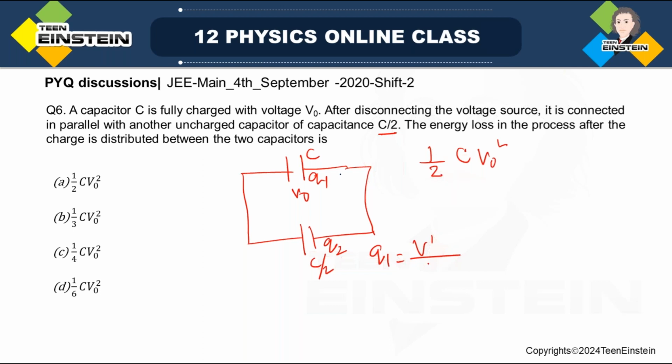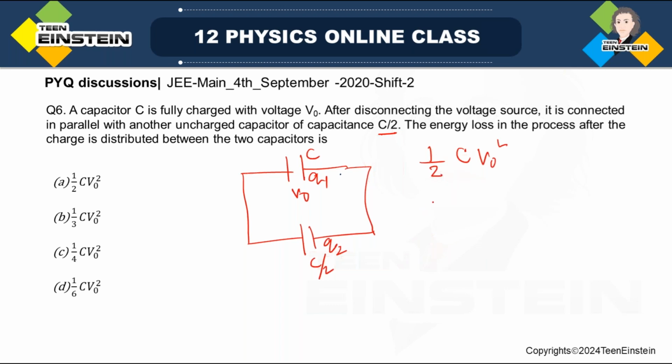V prime by C1. I'm sorry, this will be just the opposite way. Q is equal to CV. Okay, so you have to find out the common potential for both of them. So this can be done in this way.